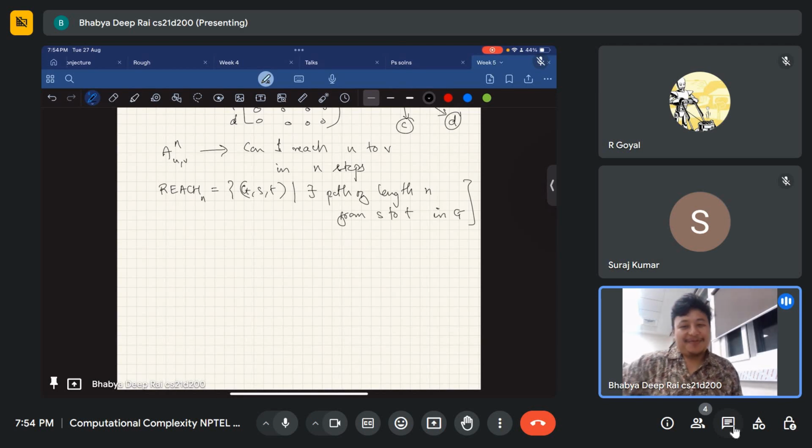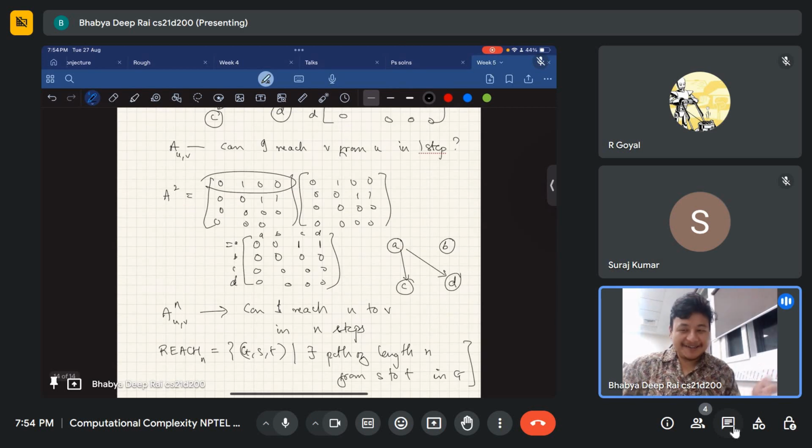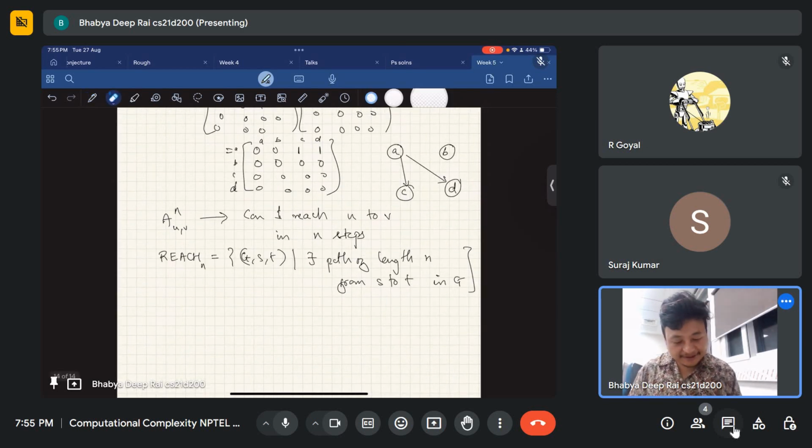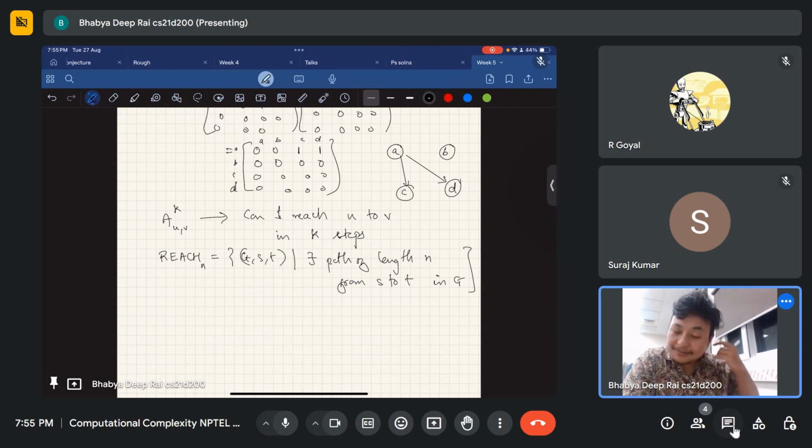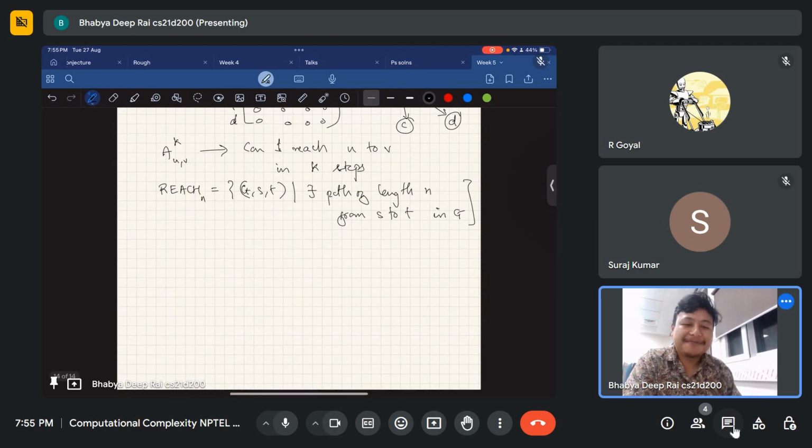So you can see, on finding these powers, how powerful matrix multiplication is. You can actually do reachability. You cannot do general reachability. You cannot say if there is a path from S to T, but you can say whether there is a path from S to T in n steps, with an additional parameter n. Or let me change this n to k to avoid confusion. But the problem is it needs to be exactly n.